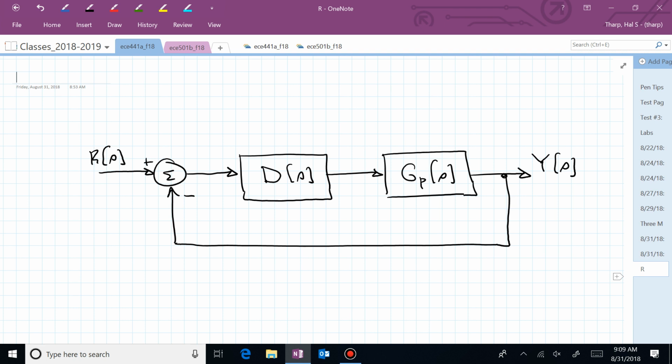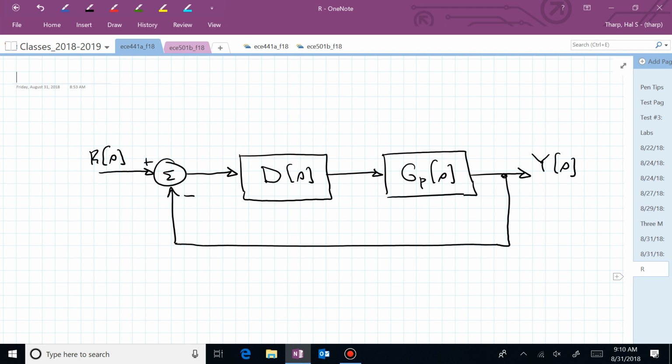Here, in your G over 1 plus GH, H is 1, and what's capital G? It's the product of that cascade or series connection of two parts. D might be our controller, G is maybe the plant. Now that G is DG, so you have DG over 1 plus DG. Boom, you're done, just by remembering G over 1 plus GH.